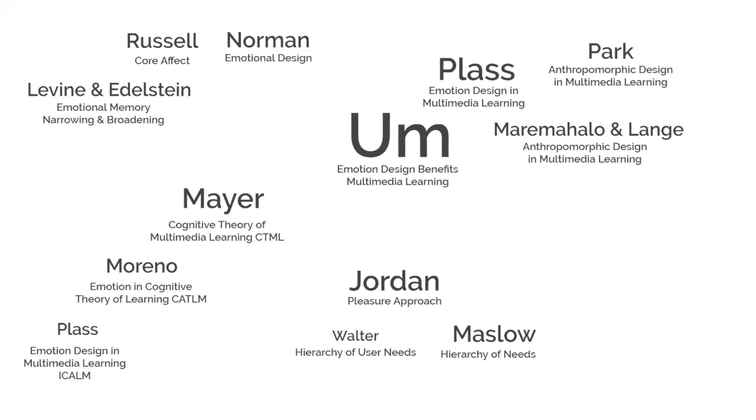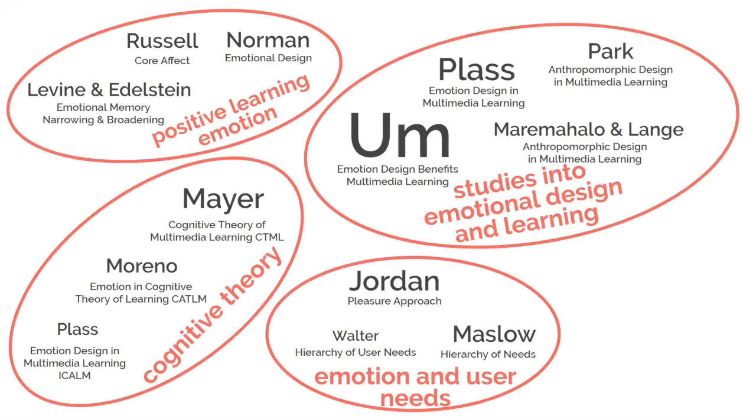So, a review of the literature. There's a lot of names I'm going to cover, but in four main areas. The studies into emotional design I'll circle back to. First, I'll discuss emotion in relation to user experience and user needs, positive learning emotions, how it affects the cognitive theory, and then I'll circle back to the studies.